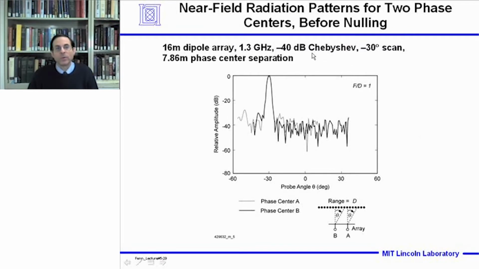And that's shown here. This is the focus near field radiation patterns for 2 phase centers before nulling. And now that we've converted to angle, we see that the main beams are highly correlated. There are some differences in the side lobes. However, since the main beams are well matched, we would expect to be able to cancel main beam clutter. So this is an f over d of 1. Next, what we want to do is show the far field patterns of the 2 phase centers.